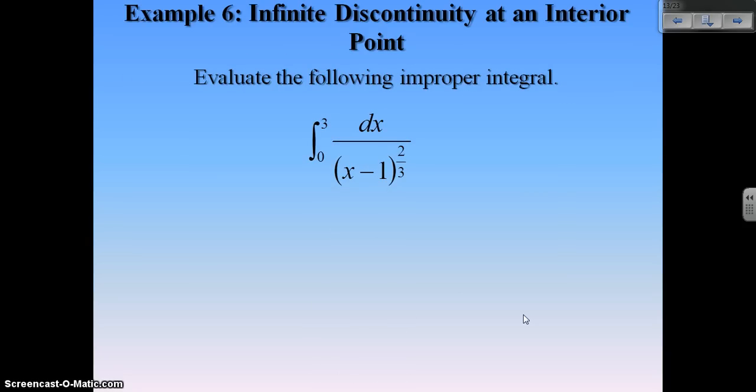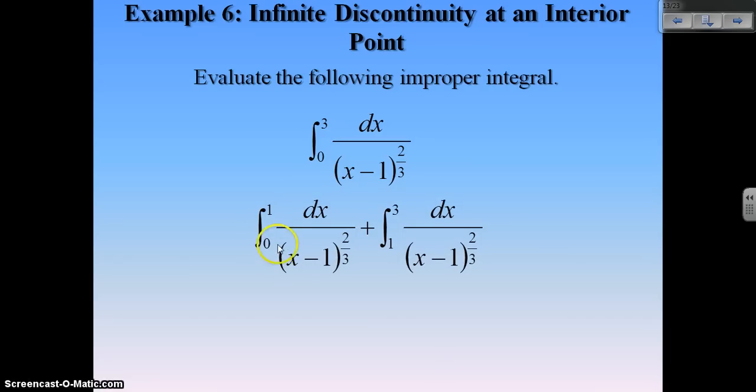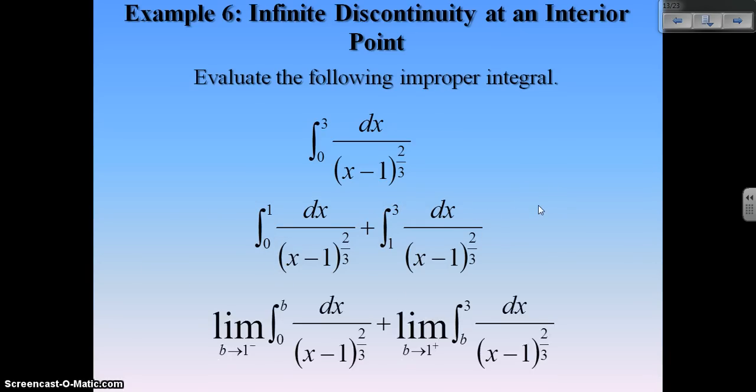Alright, so first of all we look at this and we ask, what is the problem? Well, the problem here is 1. You see, I'm going from 0 to 3, but 1 is a problem because 1 minus 1 would be 0 on the bottom. So here's what we do. We set up an integral from 0 to 1, 1 becomes the breaking point, and then 1 to 3. Now remember, 1 is a problem because it gives me 0 on the bottom. So I pull the 1 out. From 0 to 1, I approach 1 from the left, starting at 0 and moving toward 1. Here I'm approaching 1 from the right, starting at 3 and moving back toward 1.